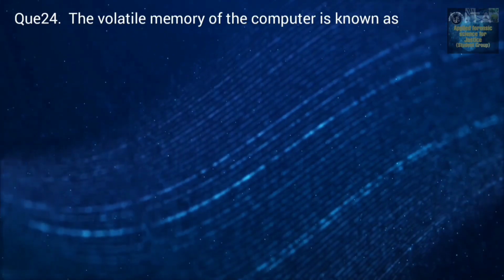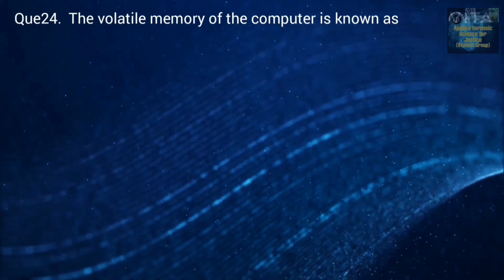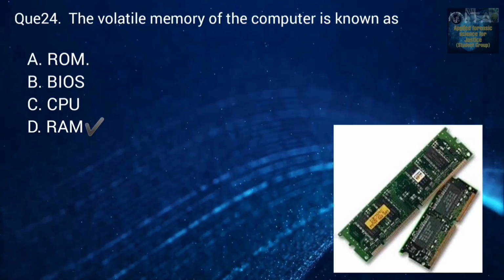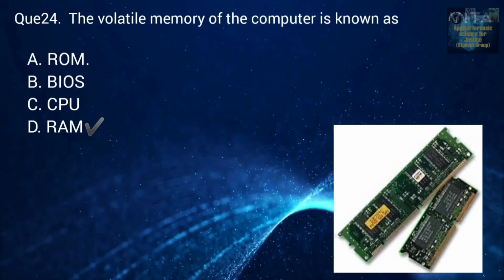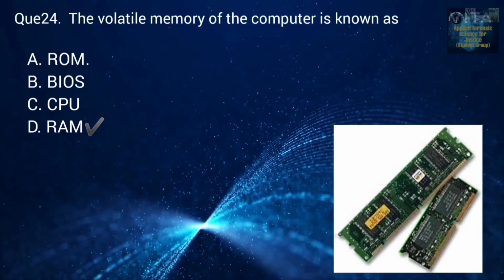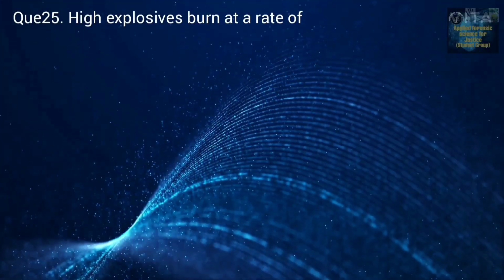Question number 24. The volatile memory of the computer is known as. Options are A. ROM, B. BIOS, C. CPU, D. RAM. The correct answer is D. RAM. Question number 25.